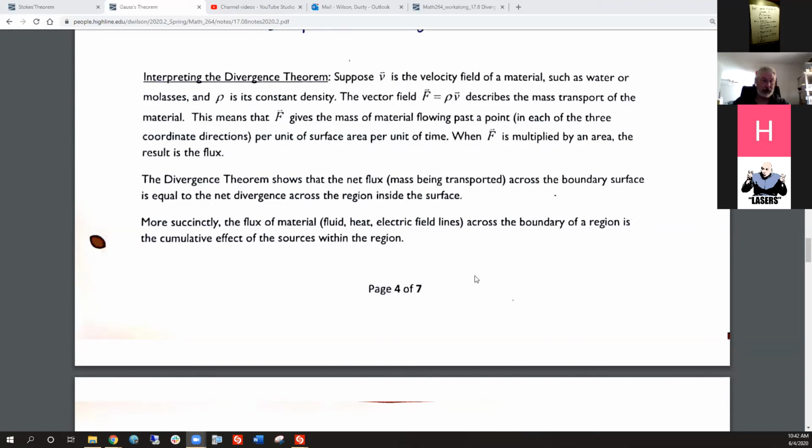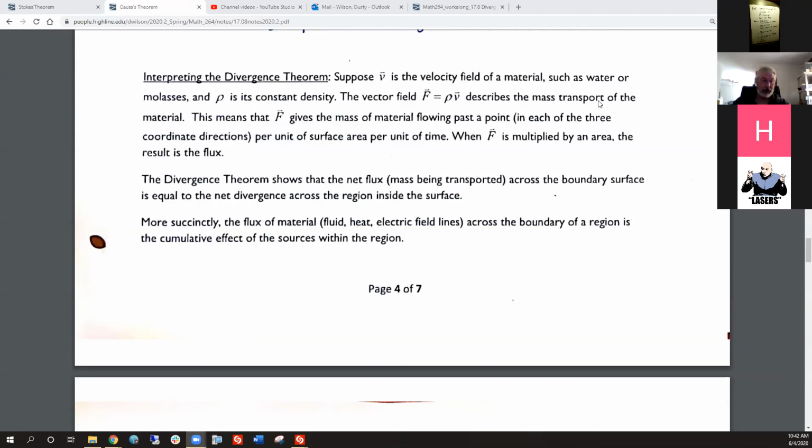So such as water or molasses, and rho is a constant, its density. So the vector field that's made by taking the density times the velocity would describe the mass transport, like how much mass of the material is being transported or moved. So that means F gives the mass of material flowing past a point in each of the 3 coordinate directions per unit of surface area per unit of time.